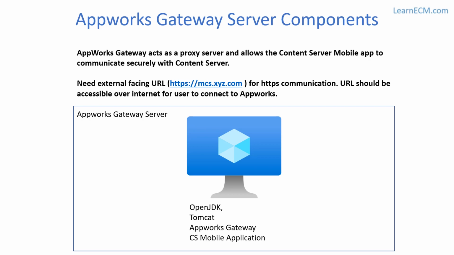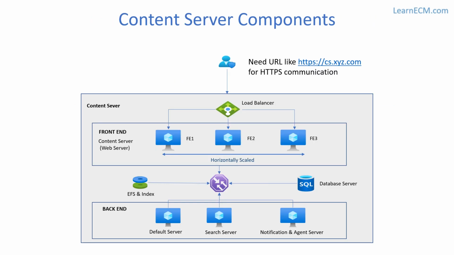Now let's look at the next component. The next component is Content Server itself. This we know, if you have seen my previous videos on how a Content Server architecture is defined. Here we have front end and back end servers, all connected through a load balancer, which is accessible through a URL. We will need this URL so that we can link our AppWorks Gateway to our Content Server. So this is the Content Server component.